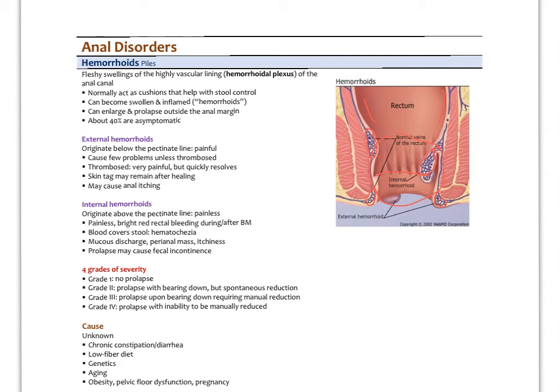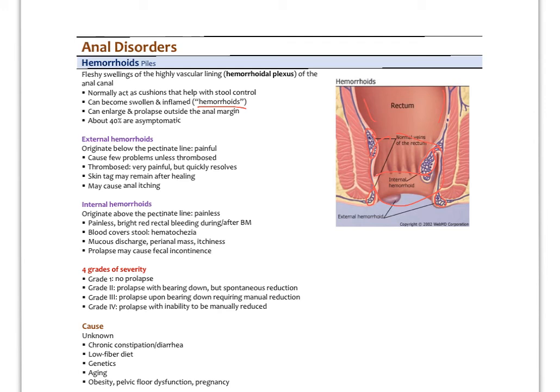Usually the hemorrhoids act normally as cushions to help with stool control, but they can become swollen and inflamed, and that's what a hemorrhoid actually is. They can enlarge and they can prolapse outside the anal margin. In about 40% of patients, they are asymptomatic. So 40% have hemorrhoids, no symptoms.